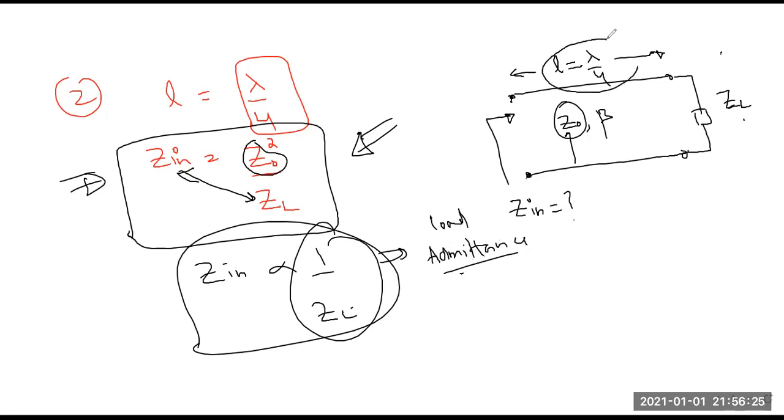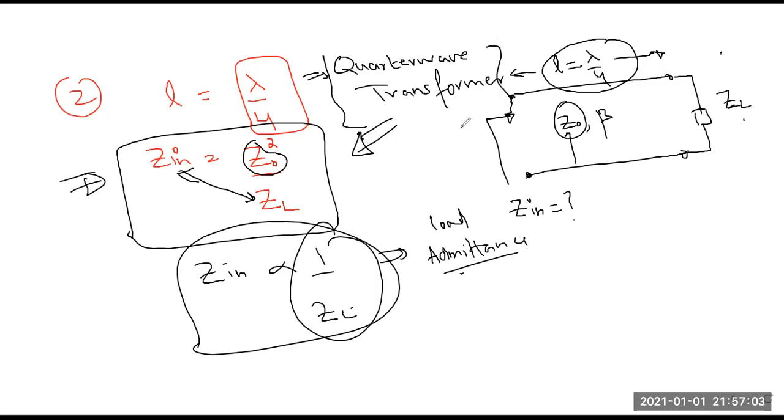This is the effect of this special length. Later on, after the midterm exam, we will use this particular length for a very special application. But at this point, I'm going to give it the name that we will frequently use in this course. It's called a quarter wave transformer. Any transmission line having length equal to lambda by 4 is known as a quarter wave transformer.